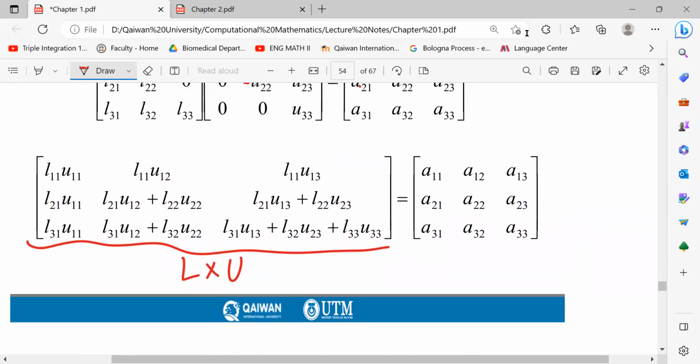Look, U times L is different from L times U. Okay, in matrices, L times U doesn't equal U times L. Be careful with that. You need to find L times U, L times U. Okay?